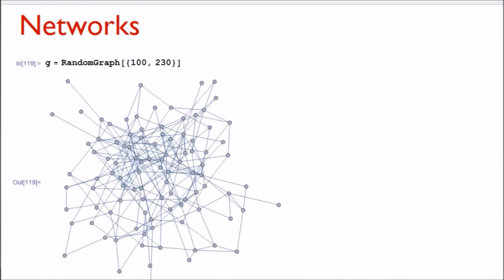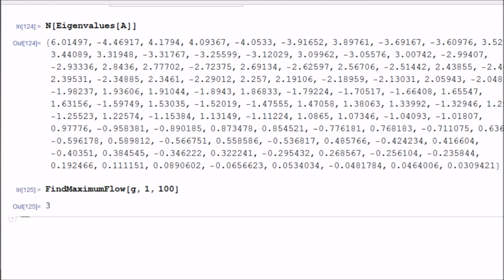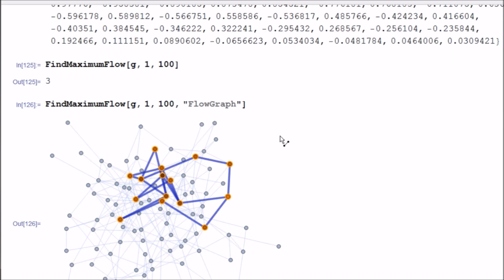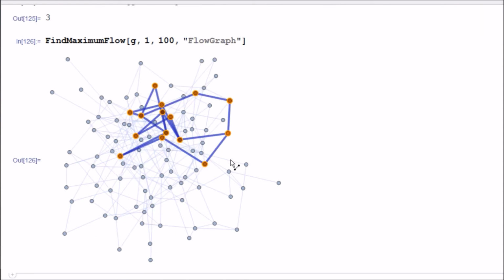So let's find the maximum flow from 1 to 100 here. We can just ask Mathematica the question, what's the maximum flow from 1 to 100? That's from vertex 1 to vertex 100. And it says that there are 3 different ways to do that. Maybe we don't want just the number, maybe we want a graph. So we can ask for find maximum flow, add one parameter called flow graph, and that now highlights it. It returns the original graph, but it highlights the edges which are used in the maximum flow. So this does all of the work that we did, tracing out the individual flows in order to find the maximum flow.